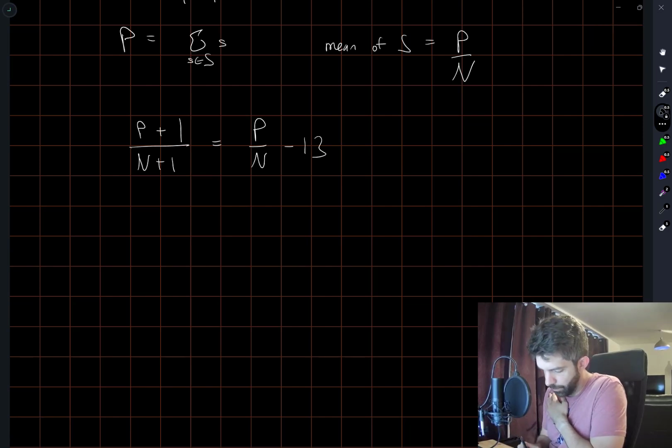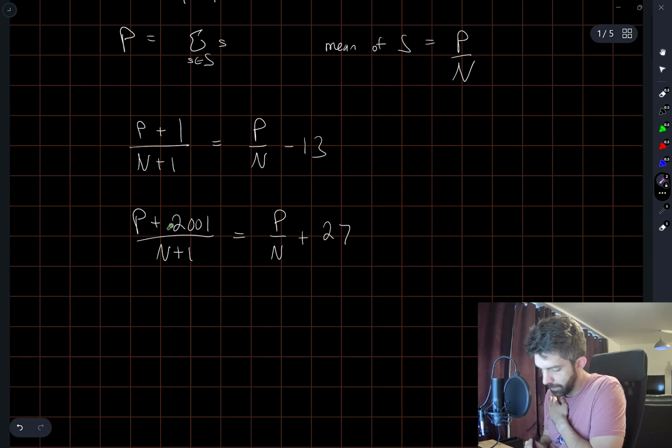And we have something similar. P plus 2001 divided by n plus 1 is equal to P over N plus 27, because the mean of S union 2001 is 27 more than the mean of S. This here is the sum of all elements in S union 2001, and we have now one more element. And what we need to find here is the mean of S. So we need to compute what P over N is.